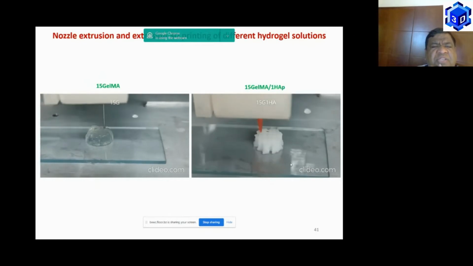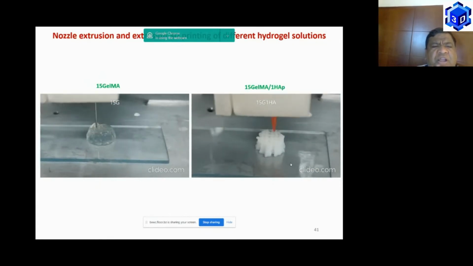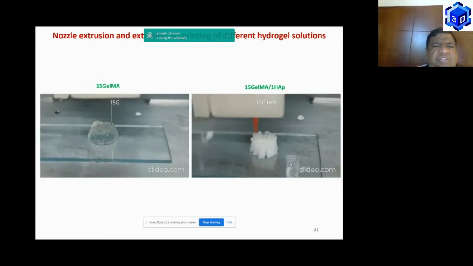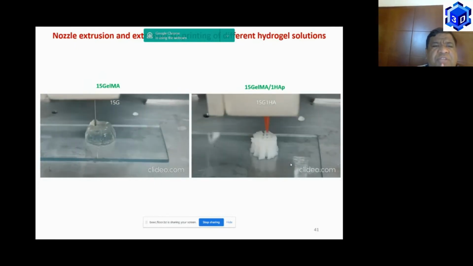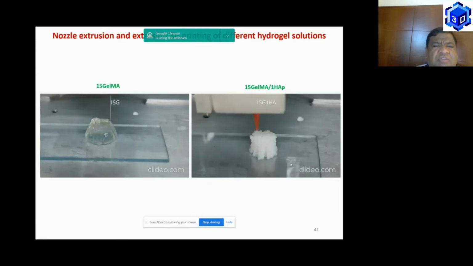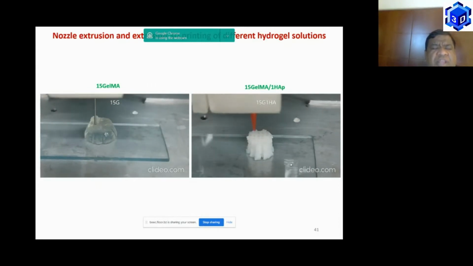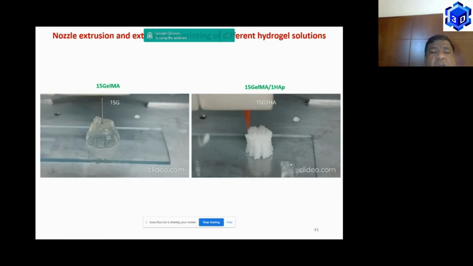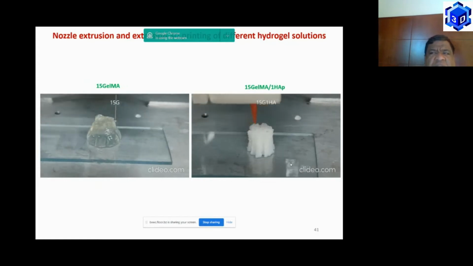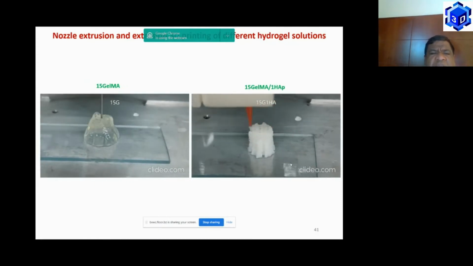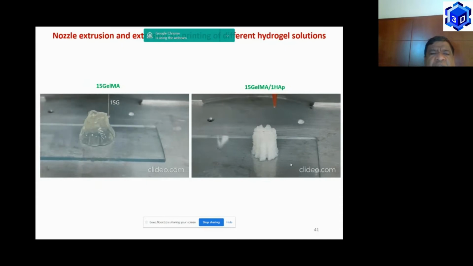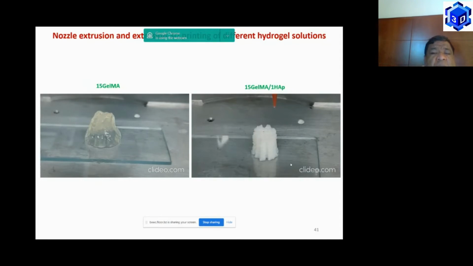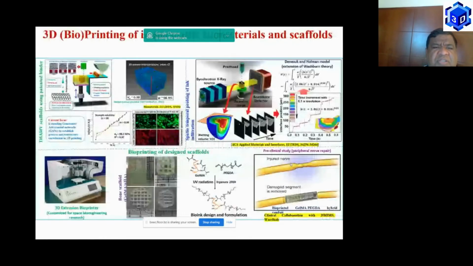At this point, I must mention that we have continued this work in my group, and the current focus is to use lower concentrations of gelatin methacrylate, because people normally use higher concentrations to get good strength. We are trying to optimize the ink composition at lower percentages of gelatin methacrylate, like 7.5% or 5%, together with PEGDA, to see whether we can achieve properties comparable to what we achieved with 15% gelatin methacrylate.